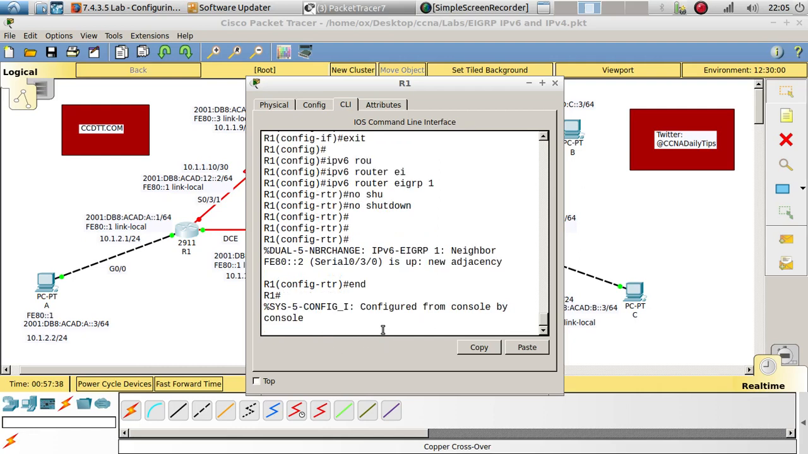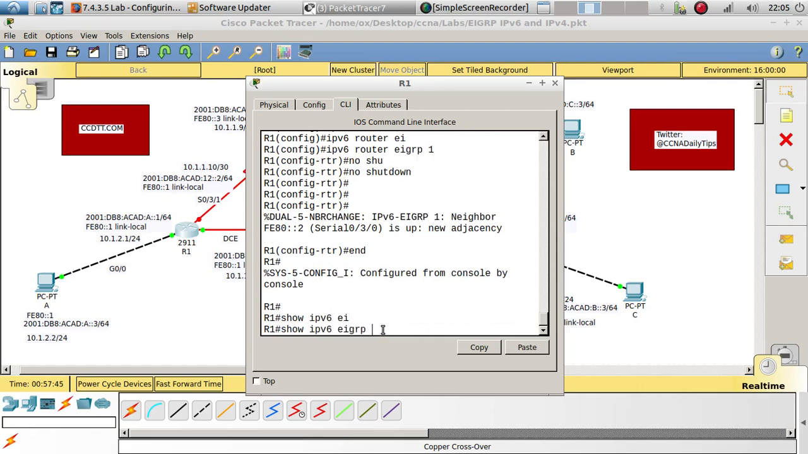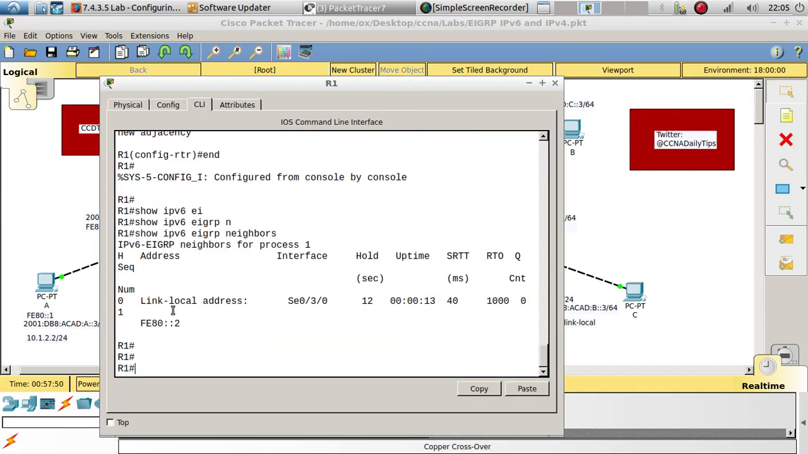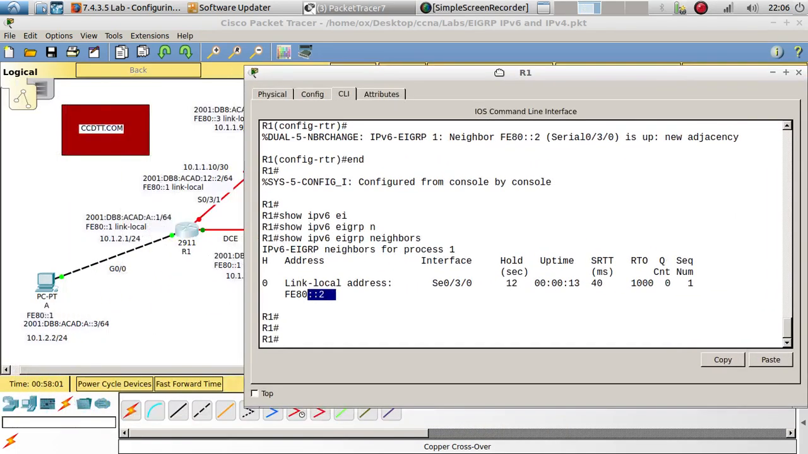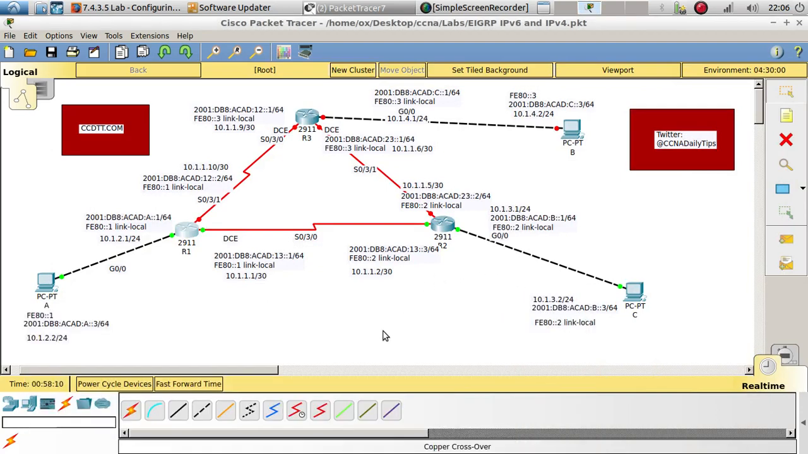Okay, so if you just do show IPv6 EIGRP neighbors, we can see now that we have a neighbor relationship with router 1, or with router 2, which is this local IP address for router 2. Okay, so this is good.